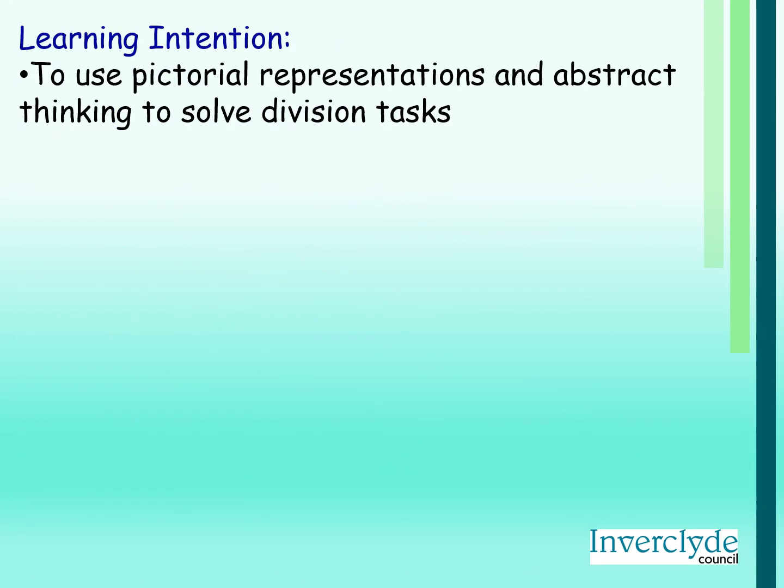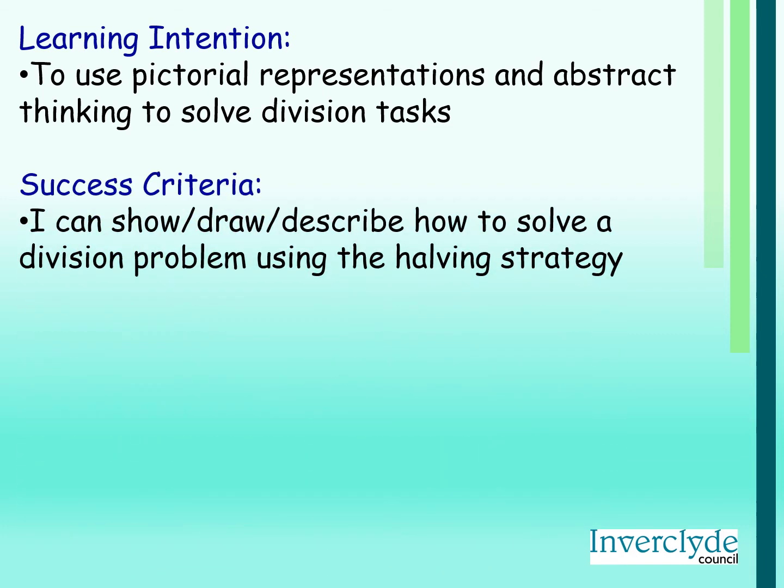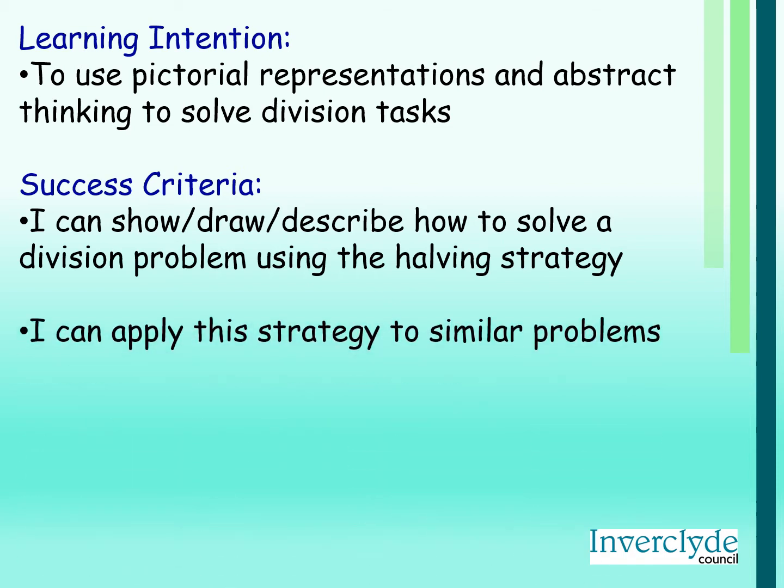Our learning intention for today is to use pictorial representations and abstract thinking to solve division tasks. Abstract thinking is just number sense. It's about knowing how numbers are made, how they come apart, and how they can be put back together again. Our success criteria is to show, draw and describe how to solve a division problem using the halving strategy, and then to apply this strategy to similar problems.